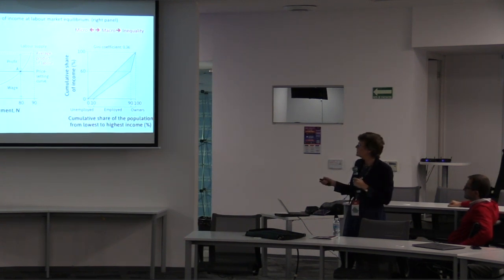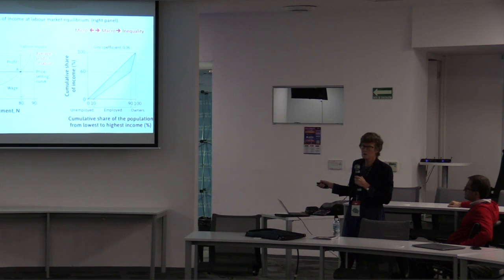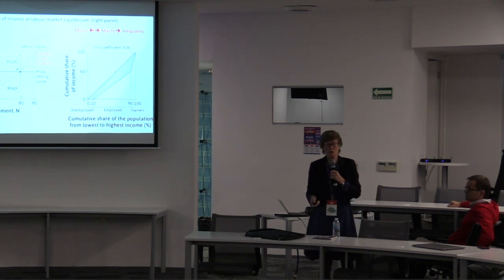This is the distribution of income, showing how we can tie the labour market model directly to the Lorenz curve. This is the unemployed here, there are 10 of them. These are the employed, these are the owners, using the data from here on unemployment, 10 of them here. This is the profit share. So we can map directly from the macro model, look at the Lorenz curve, and then implement policy changes.